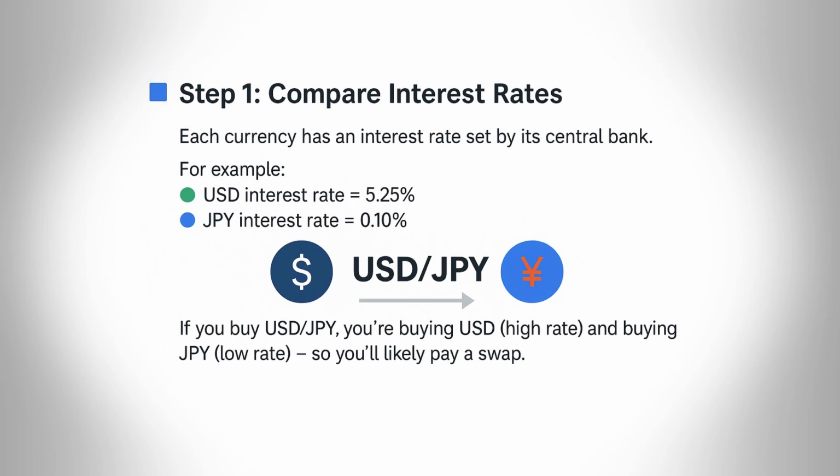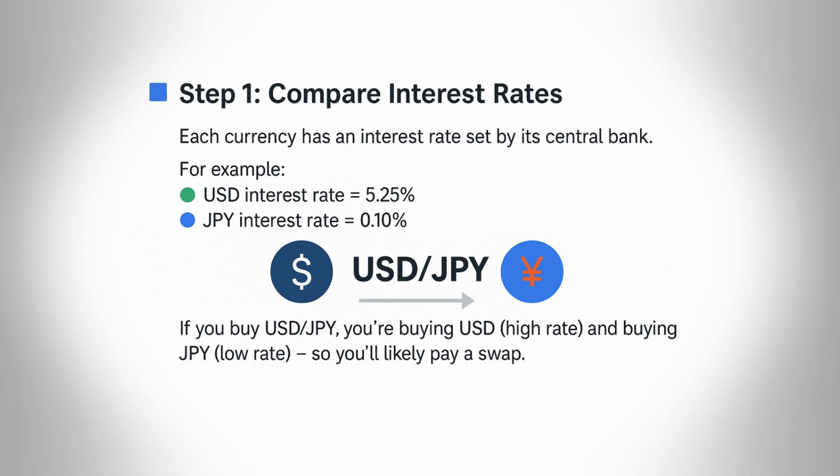First, we know that swap is calculated based on the interest rate of the two currencies in the currency pair. So here's how it works from there. First, you compare interest rates. Each currency has an interest rate set by its central bank. For example, let's say that the US interest rate is 5.2%. And for Japanese yen, let's say that the Japan interest rate is 0.10%.